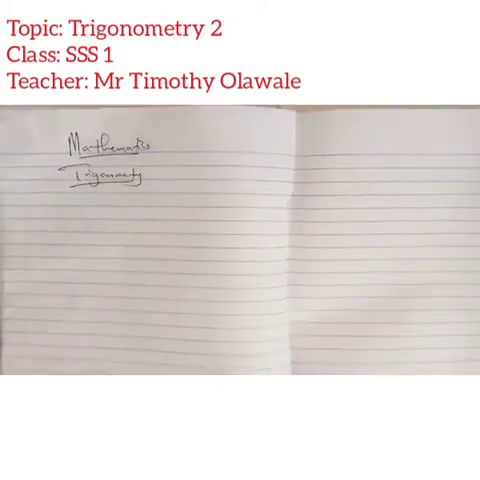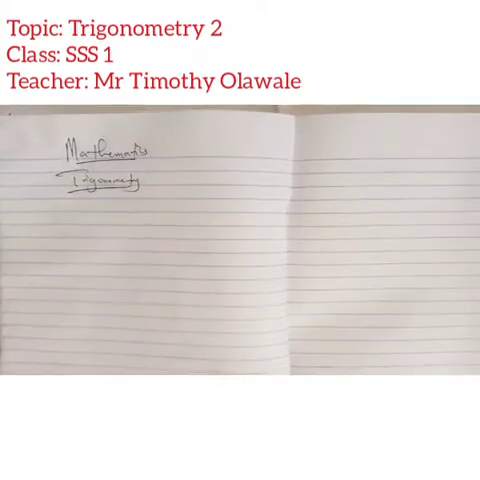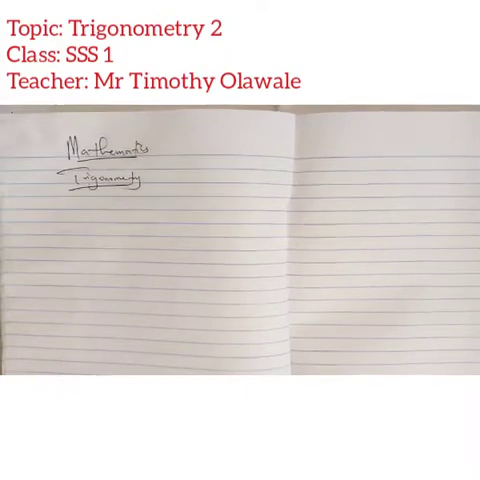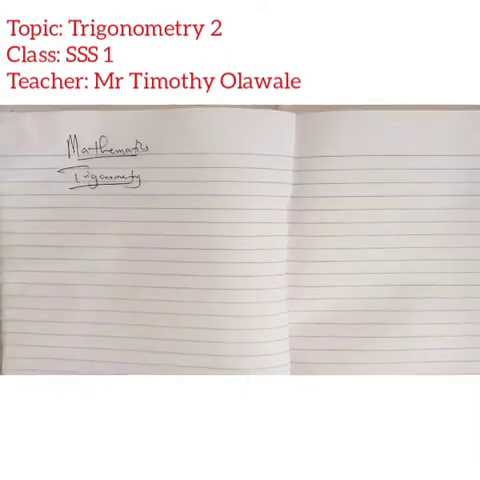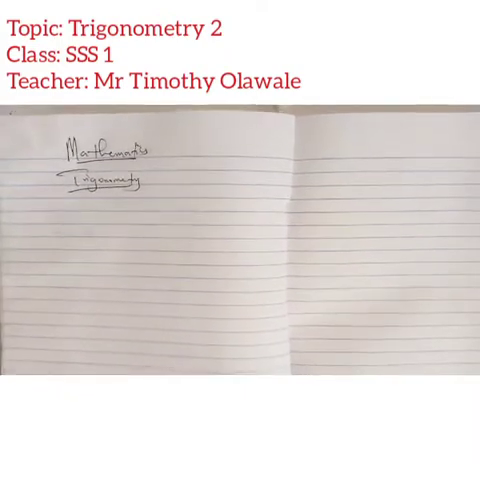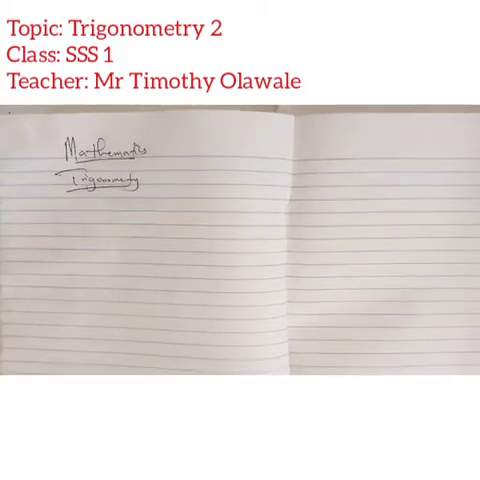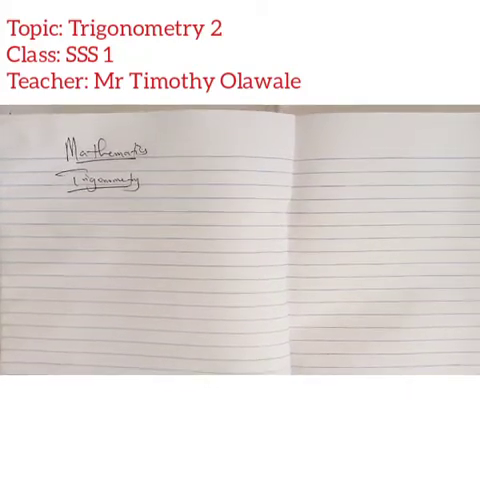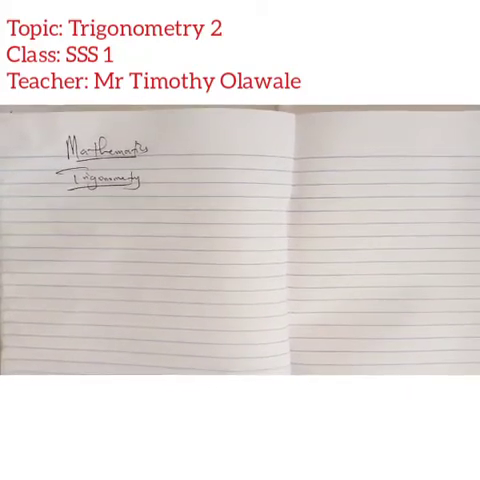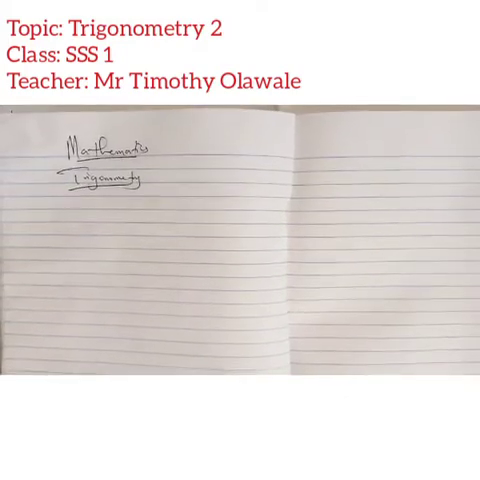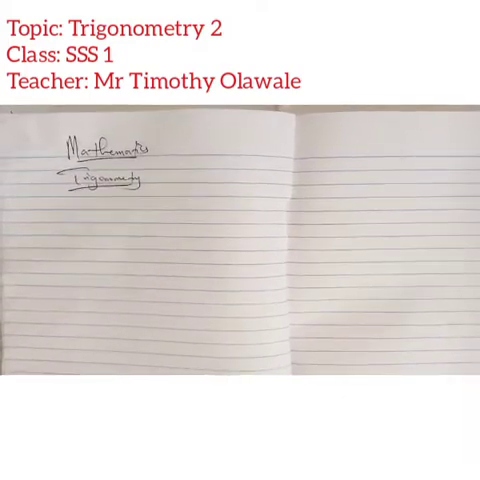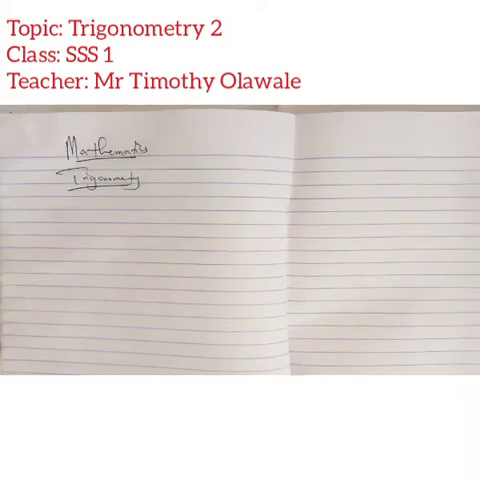Okay, so good morning. We continue on trigonometry. We have looked at the trigonometric ratios: sine, cos, tan, secant, cosecant, and cot. We have looked at Pythagoras theorem. We've looked at the three sides of a right angle triangle, the hypotenuse, the adjacent, and the opposite, and how we can always identify them.